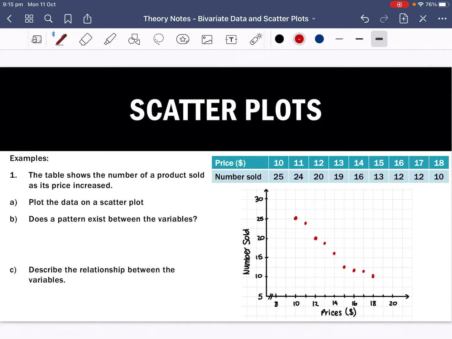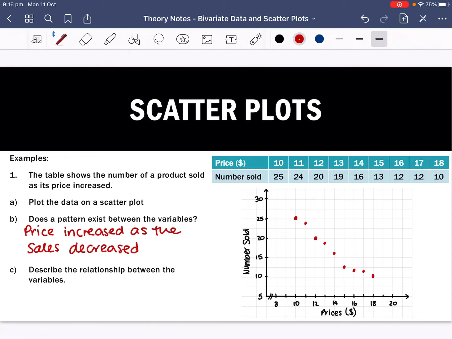So does a pattern exist? There is a pattern, and what the scatter plot shows is that the price increased as the sales decreased. And this is because, as you can see, first we sold 25 and the price is 10, and then the number that we sell decreases, so the price goes up.